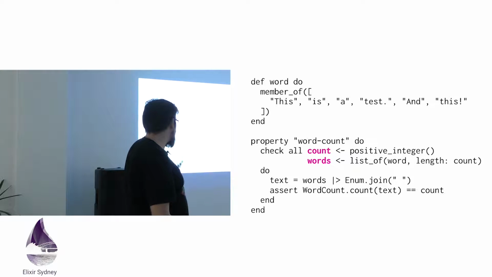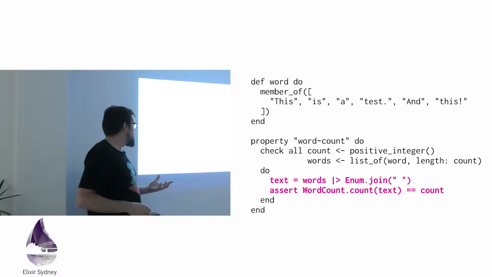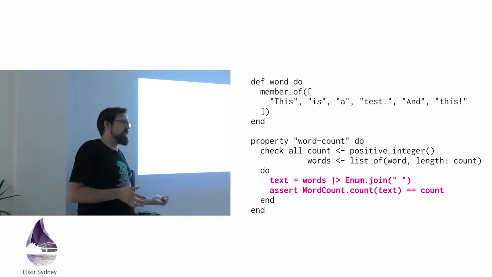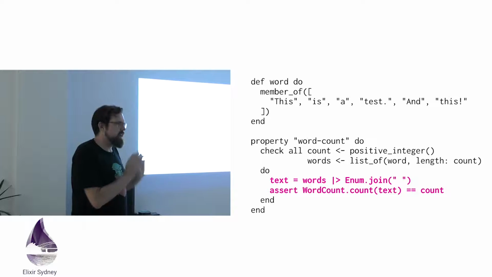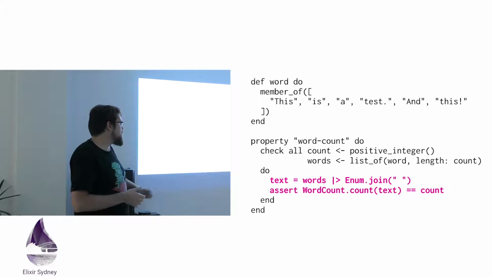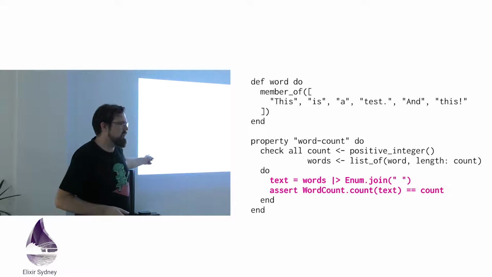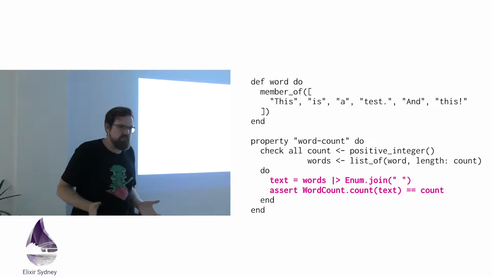And we're going to use count and words in our property test to assert something basically the same as our previous test. It was a regular test that ran once, generated some random words, and asserted the thing was correct. And here we're just doing it a bunch of times. This is going to run by default 100 times using the StreamData library.